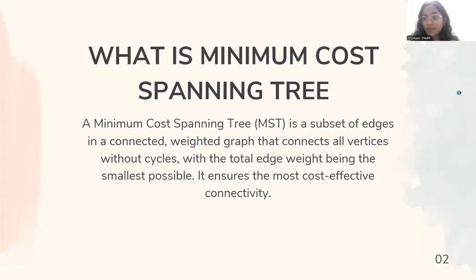What is minimum cost spanning tree? A minimum cost spanning tree is a subset of edges of a connected weighted graph that connects all the vertices without any cycles, with the total edge weight being the smallest possible. It ensures the most cost-effective connectivity.